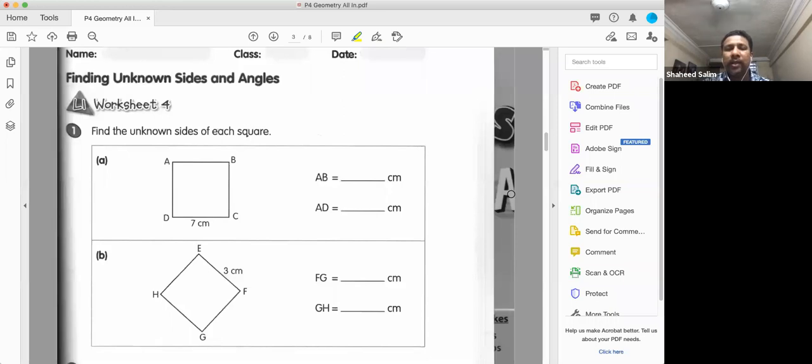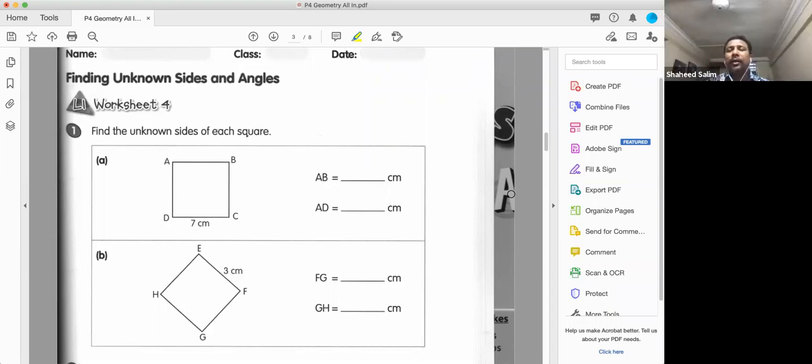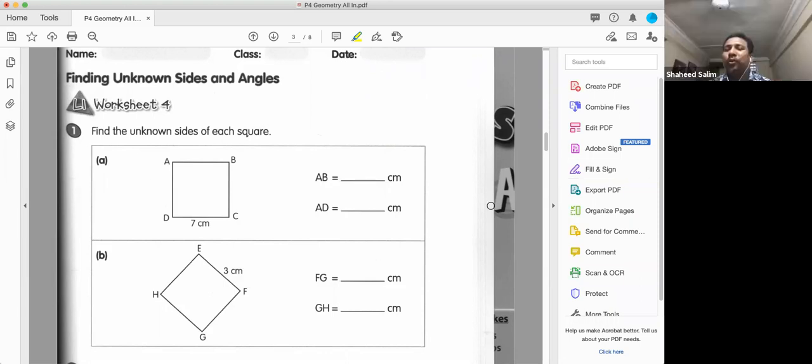So, Putra, you say the answer is the same for both, is it? So you got AB 7 cm, AD 7 cm. Who is that? Cannot hear. Farid. Hey, why Faris is the thing? Okay, you type for him lah. Type for him.